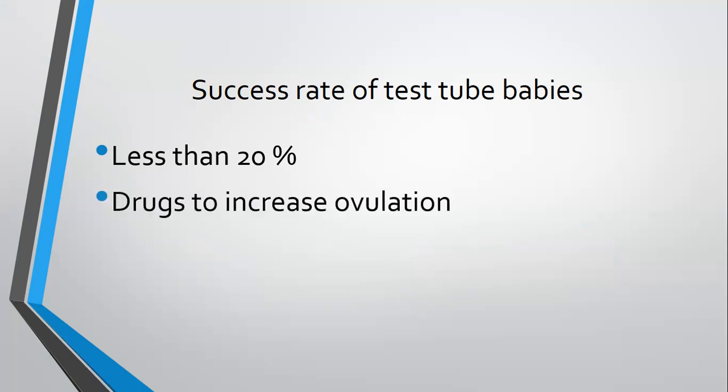Drugs to increase ovulation. Now, what they will do? In order to do test tube baby, there should be production of ova or the eggs. And eggs, mostly they are produced after 28 days. So they will give drugs to the female, and they will monitor it every day. Drug on one day is given. So they will call the female on 10th day or 11th day. They will use sonography.